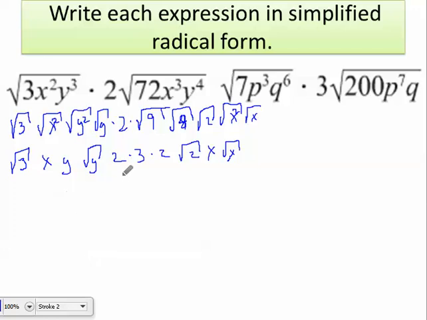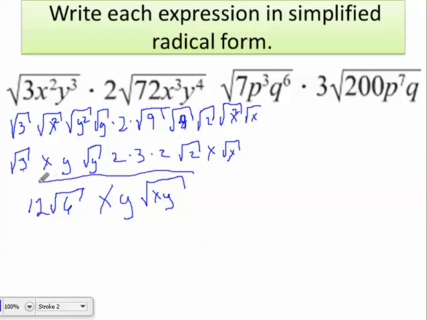Okay? So now I'm going to multiply the numbers. 2 times 3 is 6 times 2 is 12. I'm going to multiply the numbers that are under a radical. Square root of 3, square root of 2, that's square root of 6. I've got x squared, y, and then square root of xy. X times y. That's what I would list as my simplest form.